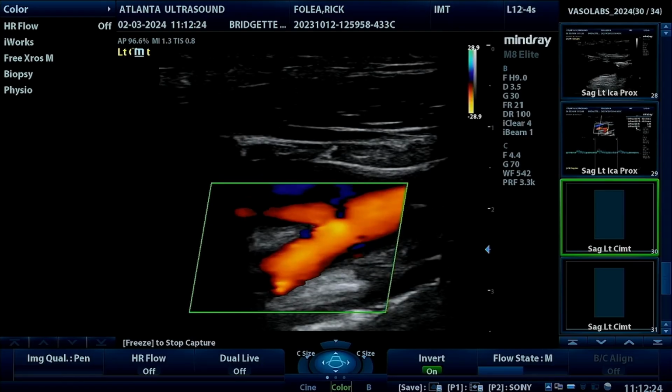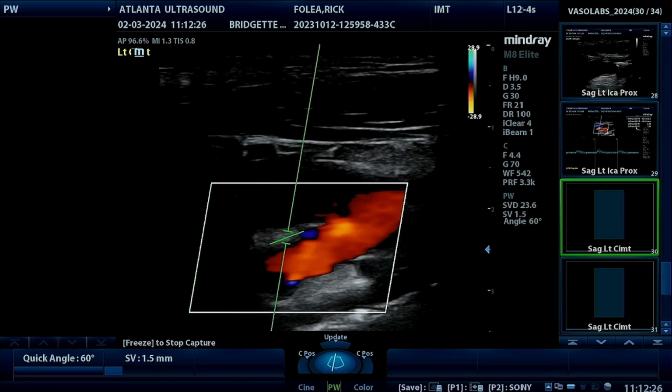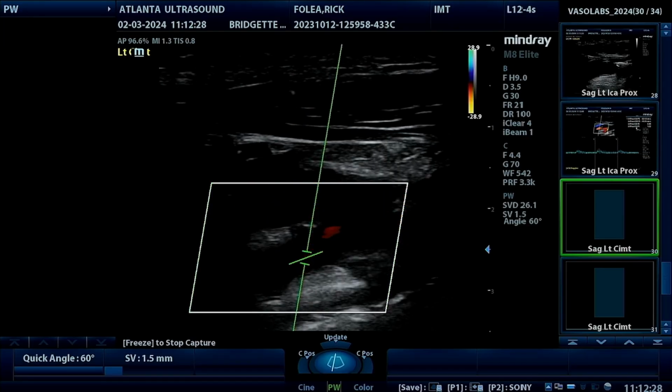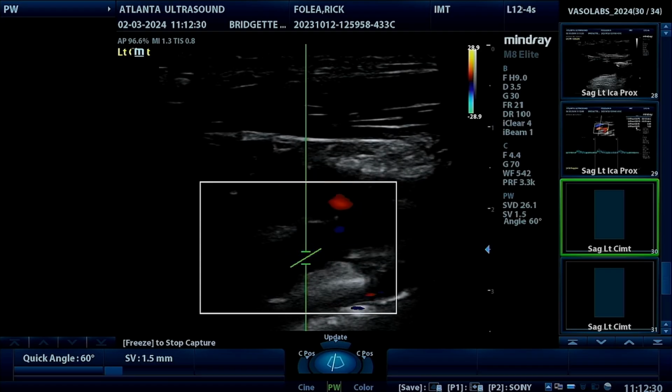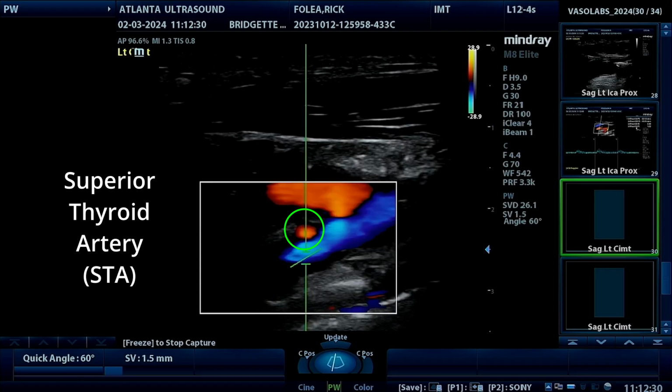Okay, let's go back to the bifurcation where the common carotid artery splits, and this time put our cursor on the external carotid artery, which is usually the smaller one, so that would be this one. We also know this is the ECA because of this. It's the superior thyroid artery branching off at the ECA right where we expect it to be.